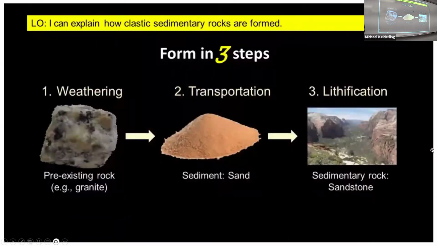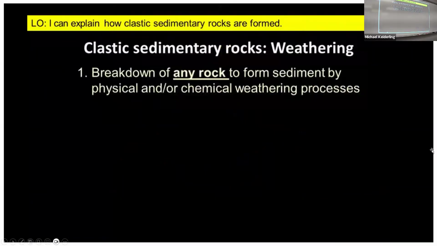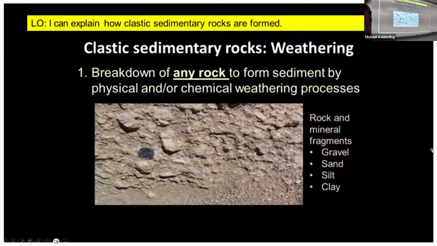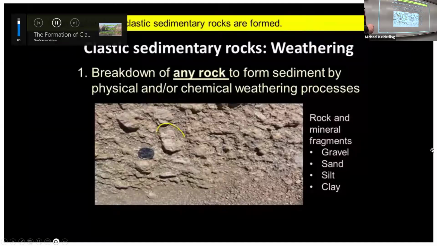So let's take a closer look at these processes, starting with the breakdown of rocks by weathering. Rocks break down on the Earth's surface to form sediment. The resulting rock and mineral fragments may then be further physically or chemically weathered to form even smaller grains or other minerals. For example, individual feldspar minerals are weathered out of this igneous rock. Notice the grains of sediment at the base of the outcrop.